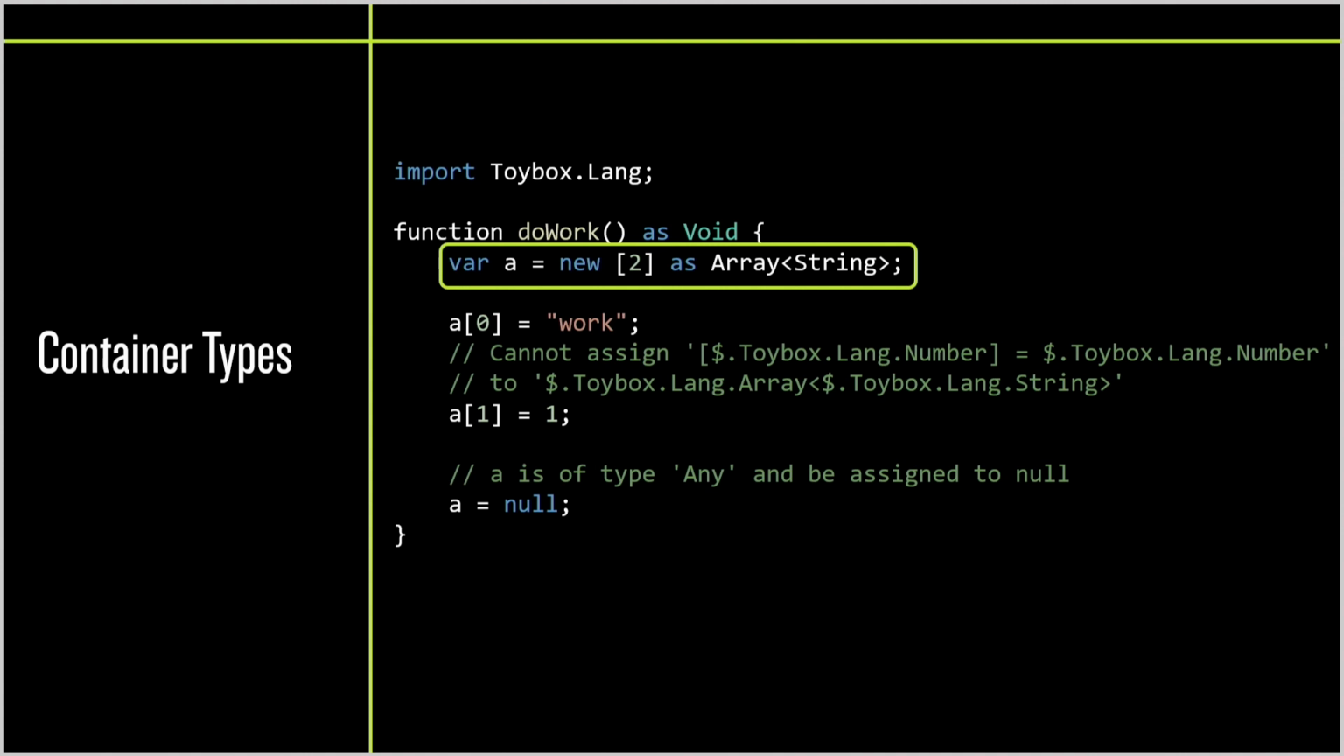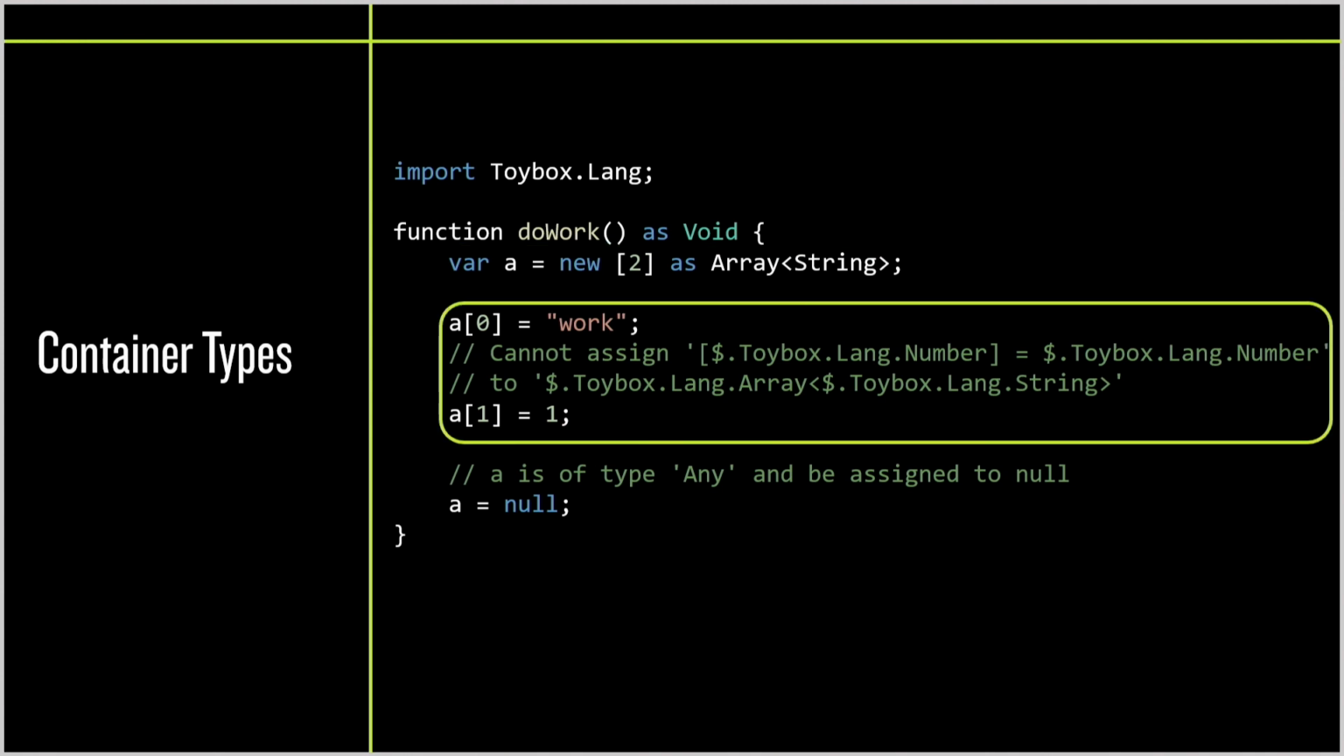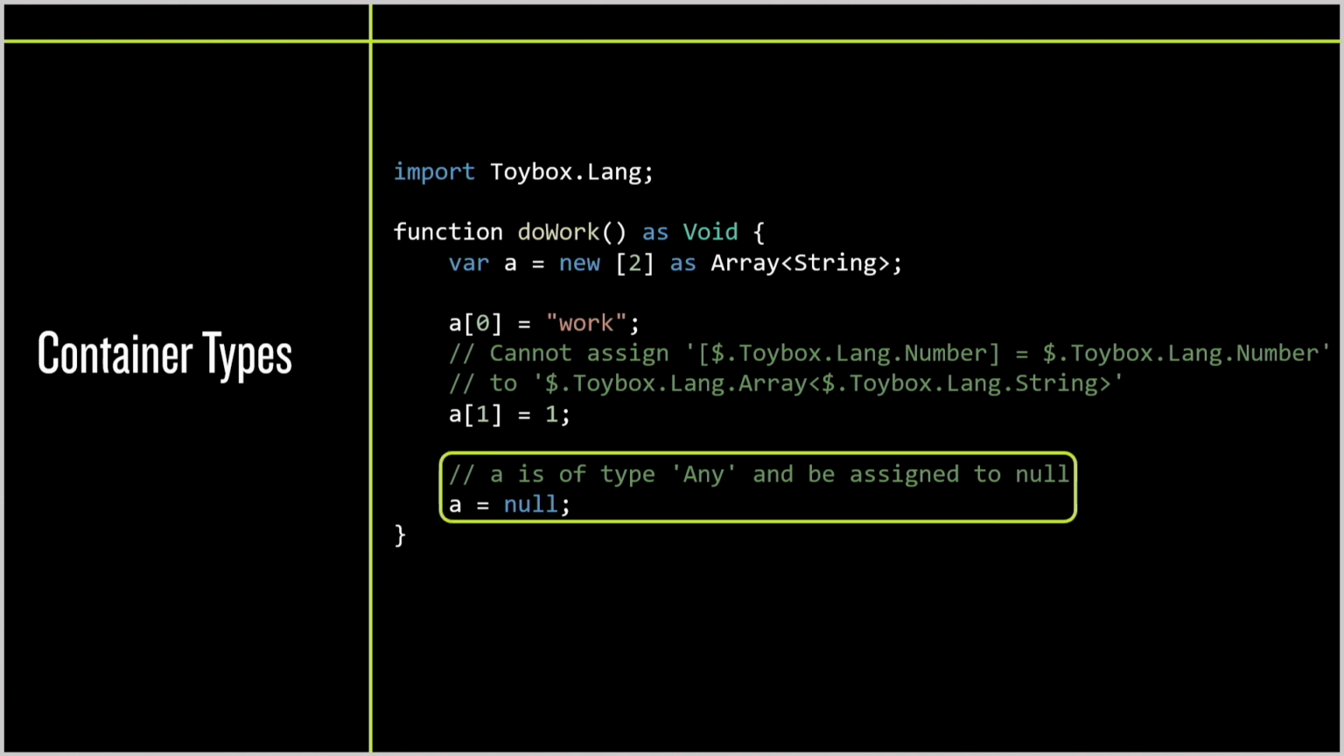With container types, it is possible to bind a type to an initialized value. This limits what can be assigned to the container. In this example, we can only assign strings to the value represented by A. But the local A itself is of type any and can be assigned to null at the end of the function.